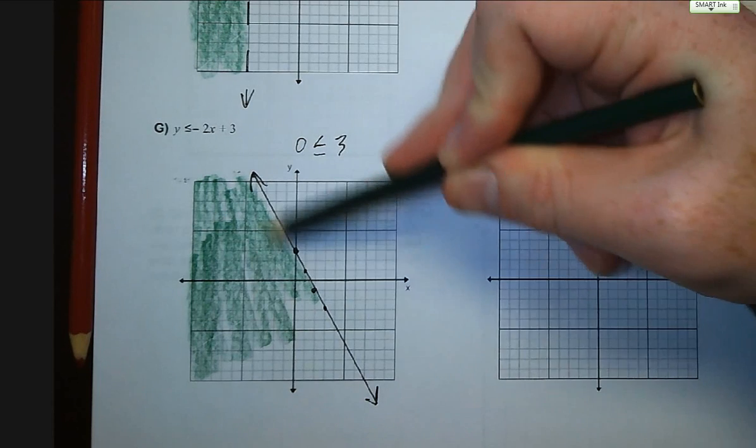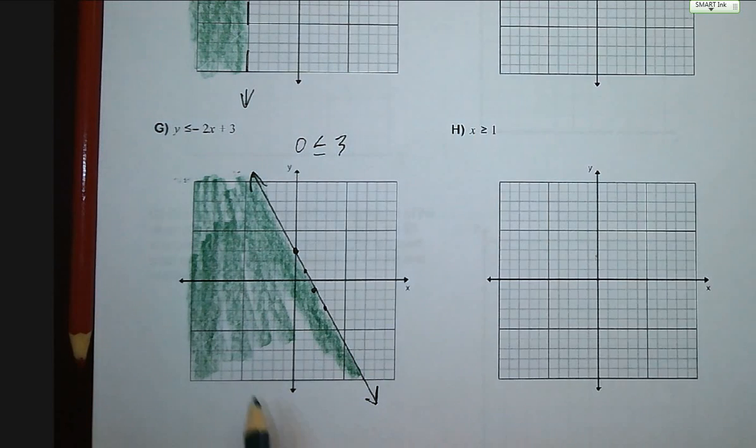Has anybody started to notice a pattern of when we shade above and when we shade below? There is a pattern.